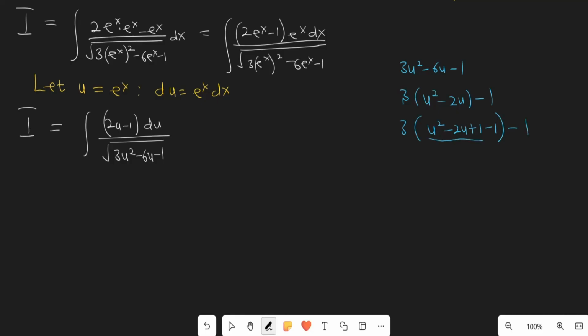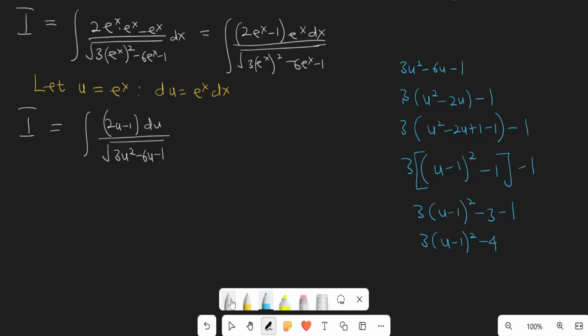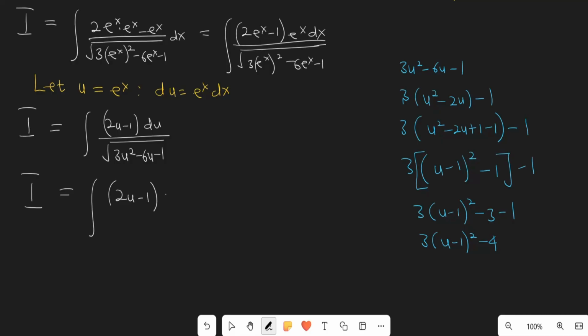When you look at the first 3 terms here, this can be written as 3 times (u minus 1) all squared. That is the first 3 terms here, and then minus 1 and then minus 1 outside. So we have 3 multiplied by (u minus 1) all squared minus 3 minus 1. So this is 3(u minus 1) all squared minus 4. I'm going to replace the square root in the denominator of (2u minus 1) du with this, so that is going to be 3(u minus 1) squared minus 4.